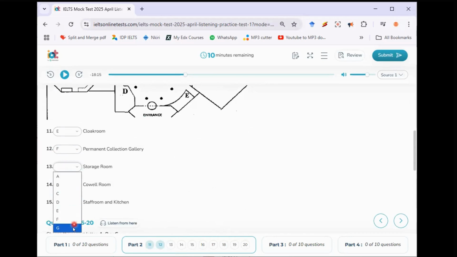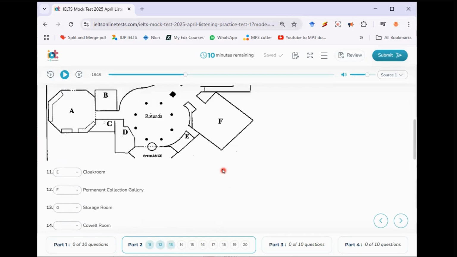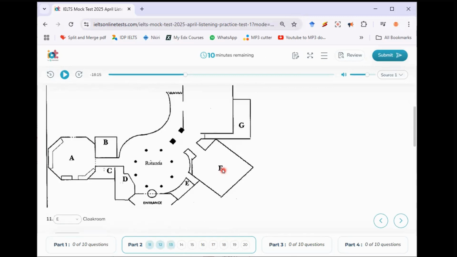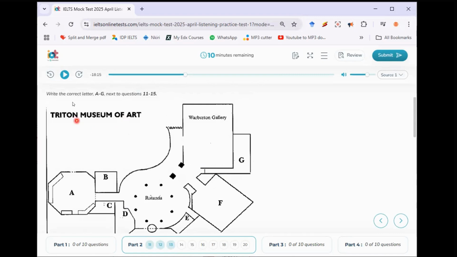That's number 13. So number 13 is going to be G. I hope you guys agree with me on that. Let me know if you agree. Just type in the comments in the Zoom chat. Let me see. Yes, I agree. Now let's go on with the audio.